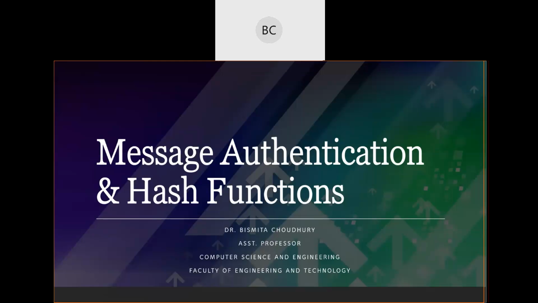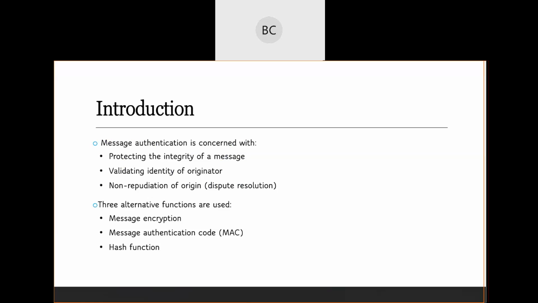So in this part, we mainly check message authentication and how we use hash functions. Message authentication is mainly concerned with protecting the integrity of whatever message you send to a particular person. We also need to validate the identity of the originator and non-repudiation of the origin.